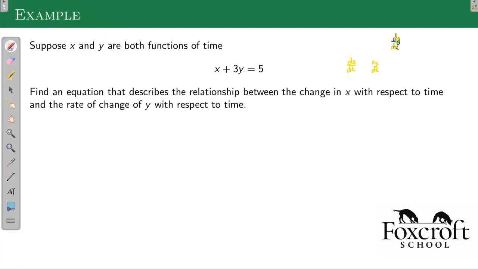So when we do this, it's basically like a mini chain rule problem. We take the derivative of x, we just get 1. But the chain rule says I have to take the derivative of x with respect to time, because time is the thing we're doing all these derivatives with. Derivative of 3y is 3, times the derivative of y with respect to t. The derivative of 5 is 0.